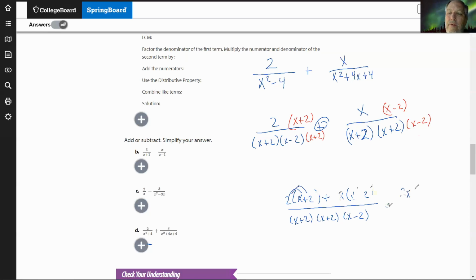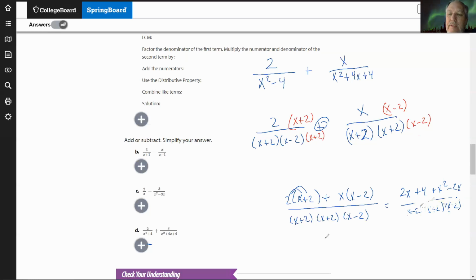And 2 times 2 is 4. x plus x is x squared. Then x minus 2 is x times negative 2 is negative 2x. All that, of course, over x plus 2, x plus 2, x minus 2.